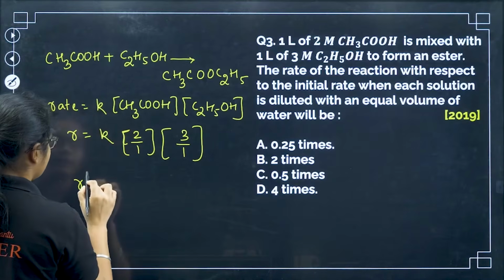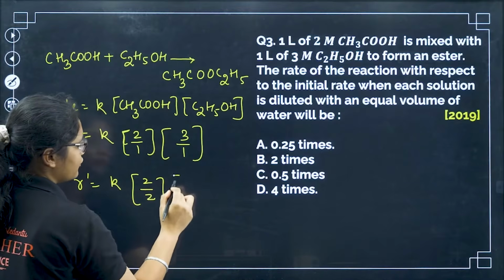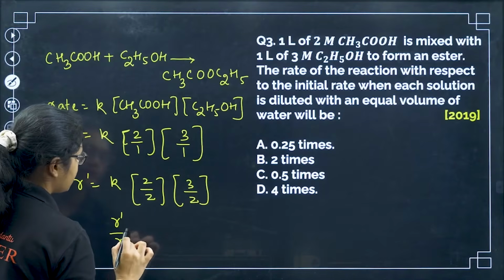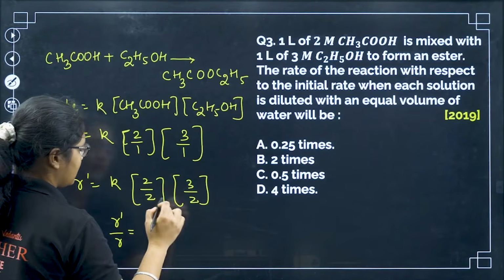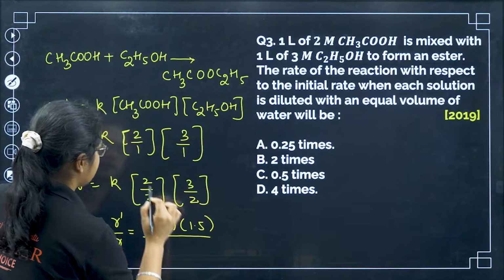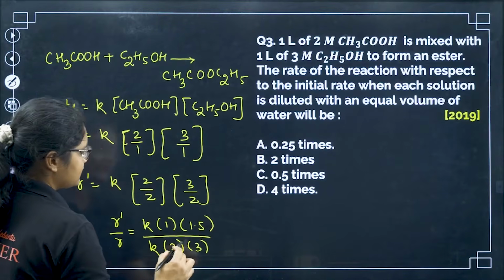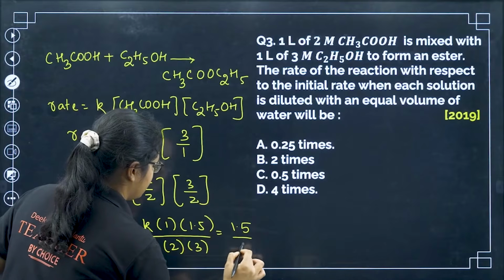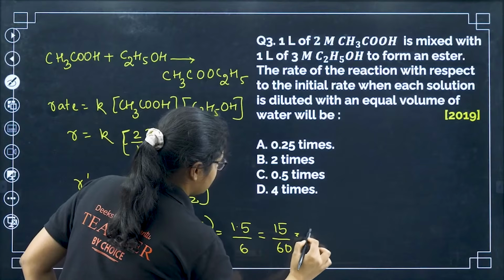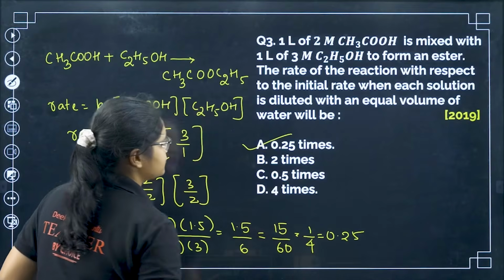So now if I have diluted it with an equal volume, so we have 2 divided by 2. So I have made both the volumes double here. Okay. So now if I want to divide R dash by R, if I just divide this one, I can write K into 1 into 1.5, divided by K into 2 into 3. So that will give me 1.5 divided by 6, or I have this 15 by 60, and that will give me 1 by 4 or 0.25. So the answer here will be option number A.